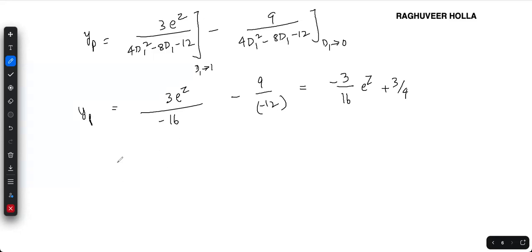In terms of x, this is minus 3 by 16 (2x+3) plus 3 by 4. So y is equal to yc plus yp.